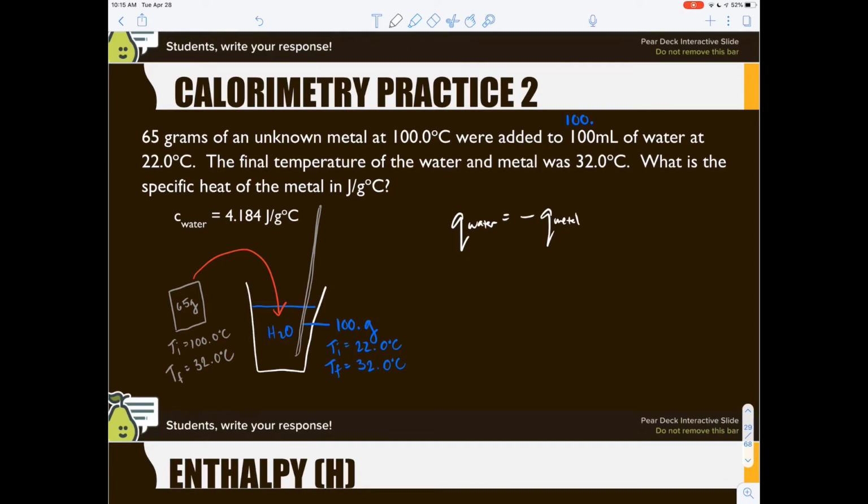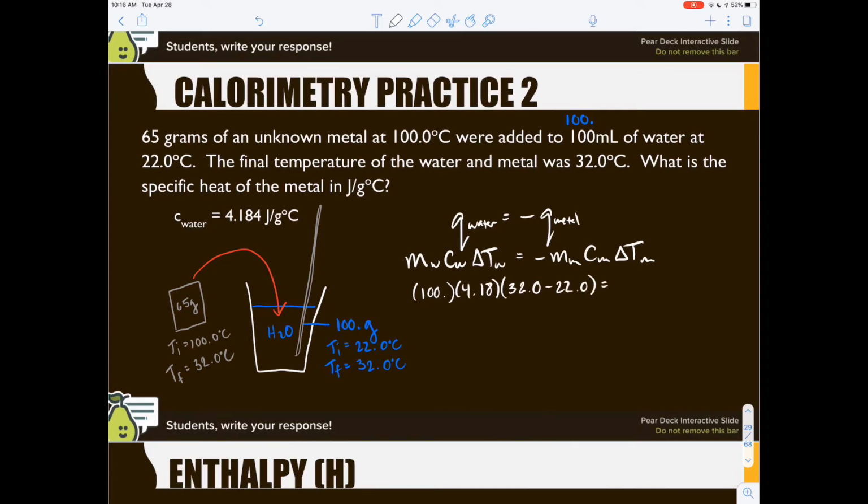Okay. Let's write out all the variables here. Mass of the water times specific heat of the water times the change in temperature of the water will equal mass of the metal, specific heat of the metal, change in temperature of the metal. We're going to do all the signs correctly at first, and then I'll talk about how you could do it differently. Okay, the mass of the water was 100 grams. We added that decimal. Specific heat of water is always 4.18. Change in temperature, final minus initial, 32.0 minus 22.0 is positive 10.